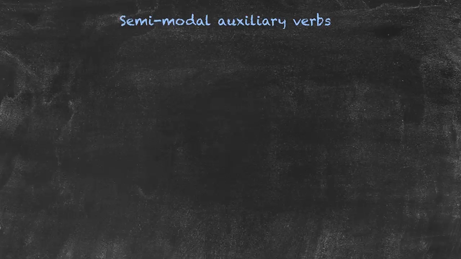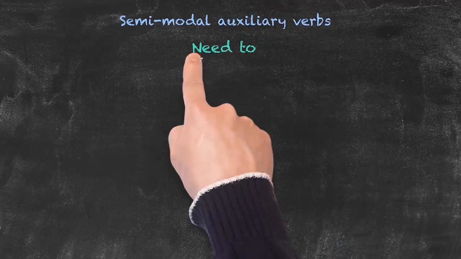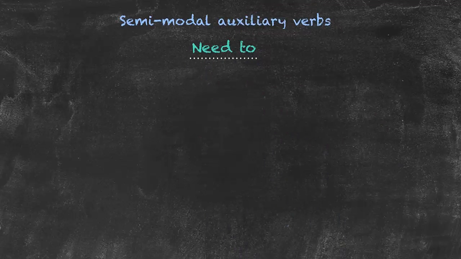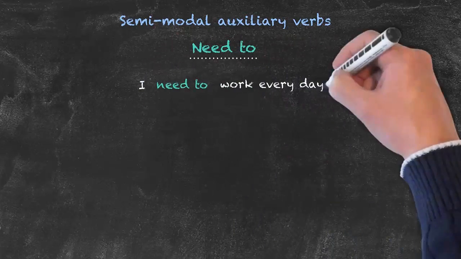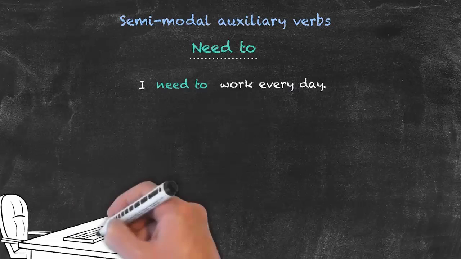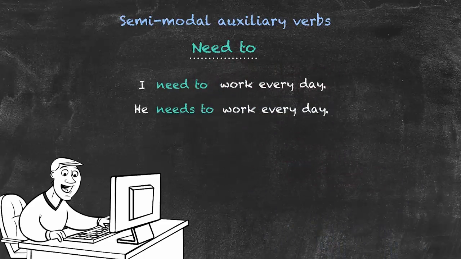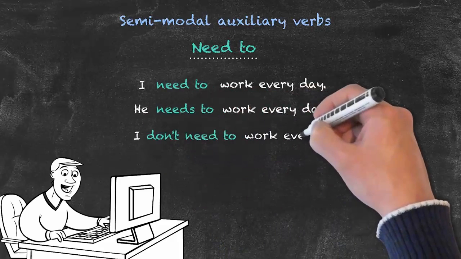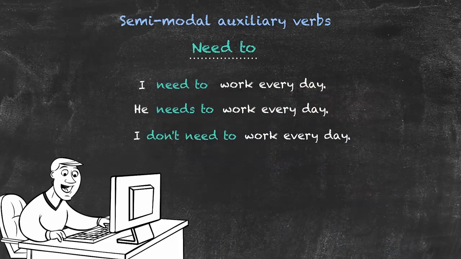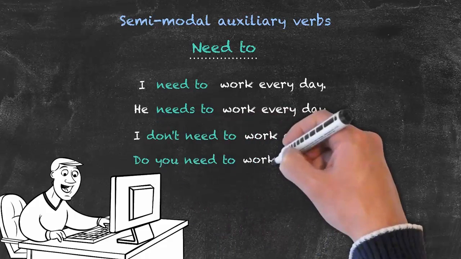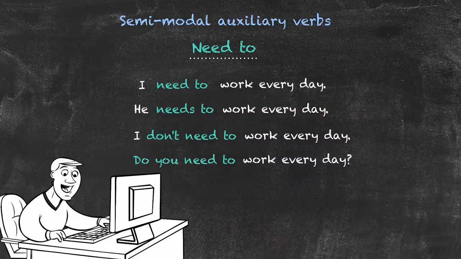to at the beginning of the presentation, which is semi-modal auxiliary verbs. An example of a semi-modal auxiliary verb is need to. Let's look at the structure of sentences when we use semi-modal auxiliary verbs, such as need to. I need to work every day, for example. Unlike true modal auxiliary verbs that don't change their form, if we use the pronoun he, in this case, we add an s. To make a negative, such as I don't need to work every day, we use the auxiliary verb do. The same with a question. Do you need to work every day? Again, we're using the auxiliary verb do.